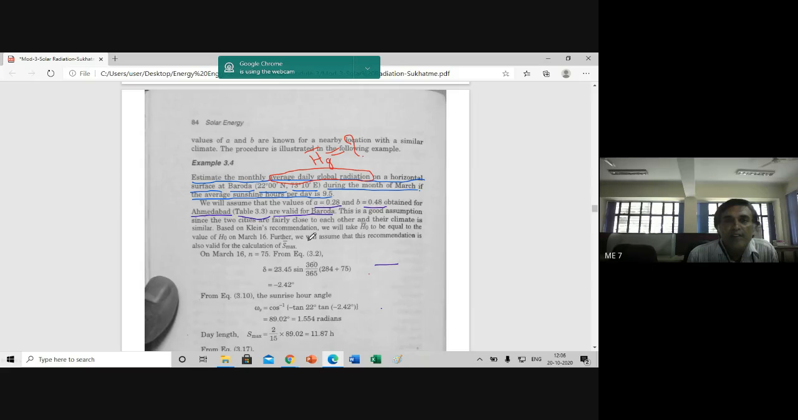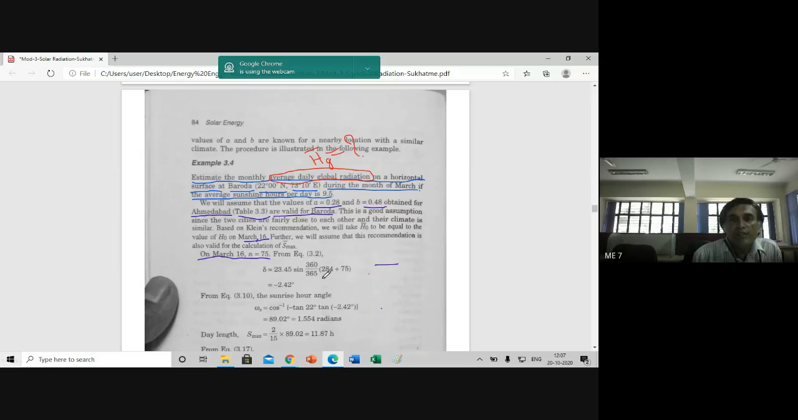Then, the date given is March 16th. For March 16th, N is equal to 75. It comes from January, February, March. You count the number of days in January, February, and up to March 16th, then N will be equal to 75.